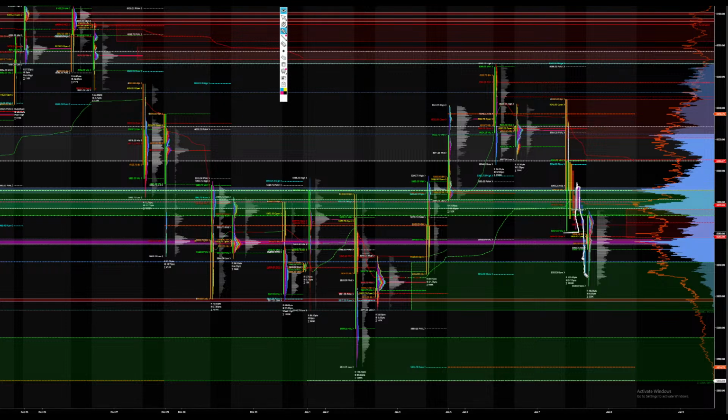It actually went deeper. And where did it go? Notice this high volume node here. That used to be the most traded price of the week, 59.36. It's pretty much exactly where it went. All right, that's the recap of yesterday.